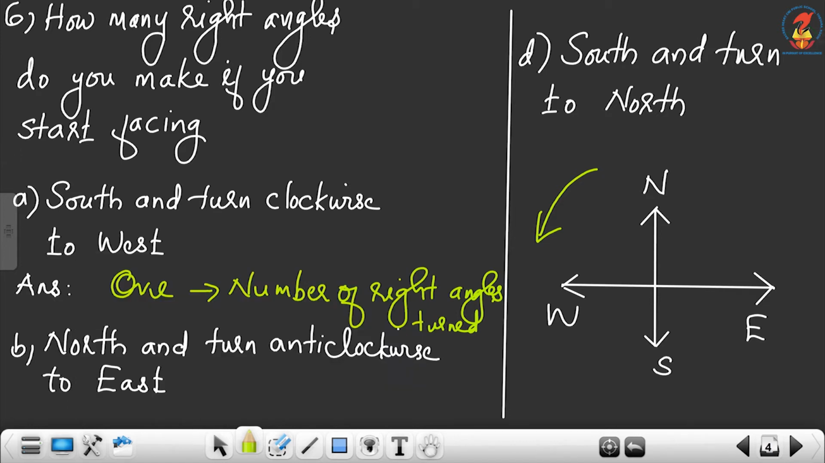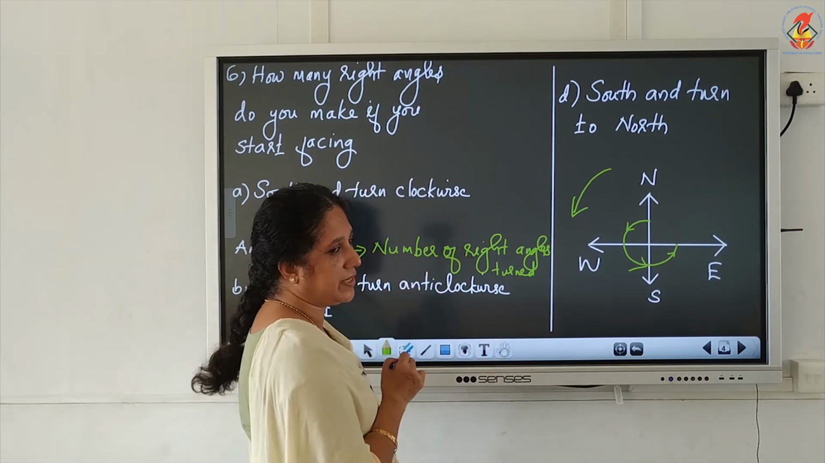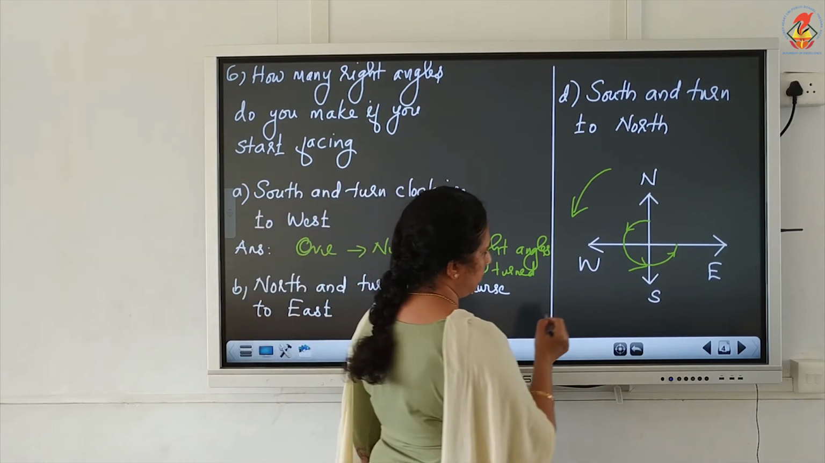And you have to reach east. So you have to start from north and turn in the anti-clockwise direction and reach east. So you are moving in this direction. So the direction of movement is anti-clockwise. So how many right angles are turned?